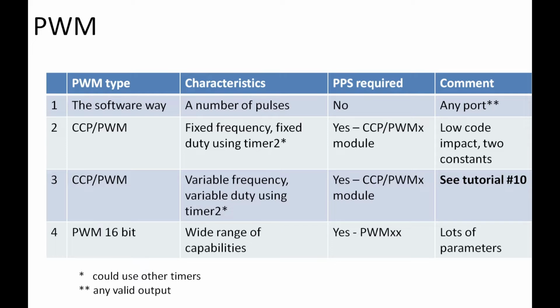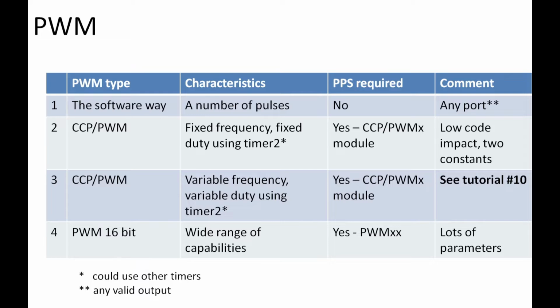And you can put it on any port within the constraints of any valid output. And we're going to look at that. It's very useful if you just want to send a number of pulses in a particular shape, obviously the frequency and duty, to a device. There's CCP PWM, fixed frequency, fixed duties potentially. You can actually change those on the fly, but you need to use PPS.